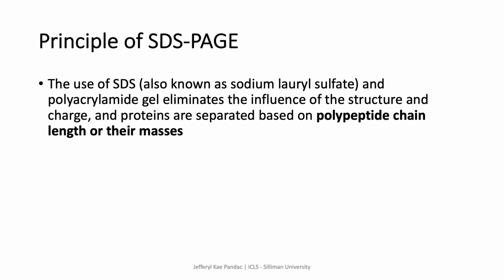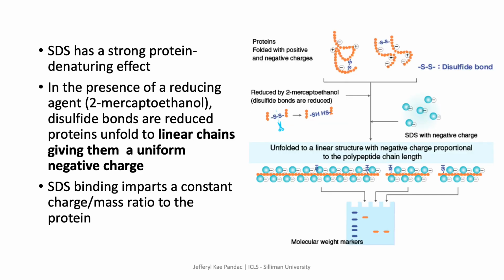Other influences on the rate of migration through the gel matrix include the structure and charge of the proteins. However, for SDS-PAGE, the use of sodium dodecyl sulfate, or SDS, also known as sodium lauryl sulfate, and polyacrylamide gel largely eliminates the influence of the structure and charge, and proteins are separated solely based on the polypeptide chain length, or their masses. Sodium dodecyl sulfate, or SDS, is a detergent with a strong protein denaturing effect as it binds to the protein backbone at a constant molar ratio.